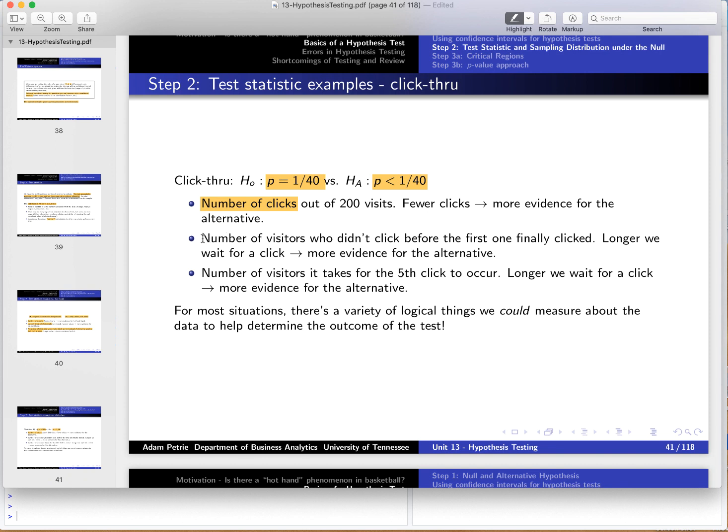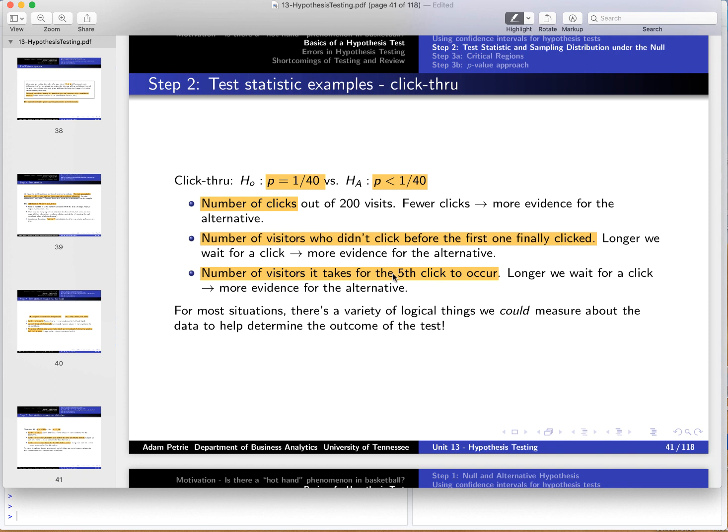But there are other ways of going about measuring something from the data. We could actually sit down and look to see, well, how many visitors don't click that ad until we find that very first click. The longer that we have to wait for that first click to occur, the more evidence that we have that P is less than that 2.5% claimed by the marketing firm. There's no shortage of things we could measure from the data. We could look to see the number of visitors it takes for that fifth click to occur. The longer we have to wait, the more evidence that we have is that P is less than 1 out of 40 here.